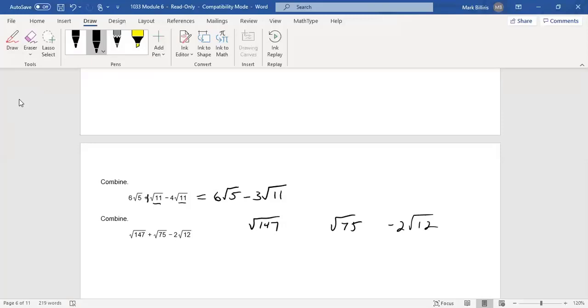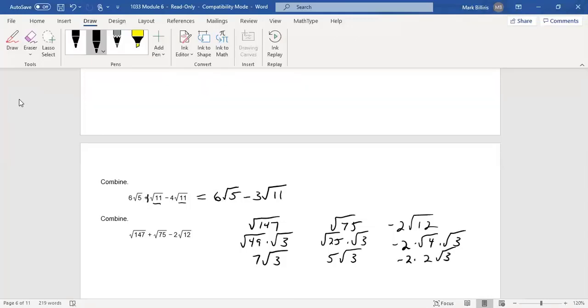So 147 can be broken down into the square root of 49 times the square root of 3. We know the square root of 49 is 7, so this gives us 7 square roots of 3. The square root of 75 can be rewritten as the square root of 25 times the square root of 3. And the square root of 25 we know as 5, so we have 5 square roots of 3. And the square root of 12 can be broken down into the square root of 4 times the square root of 3. We know the square root of 4 is 2. So remember, you're going to take the existing coefficient, which was -2, multiplied times whatever you take out from underneath the radical sign. So here we'd have -2 times 2, which is -4 radical 3.